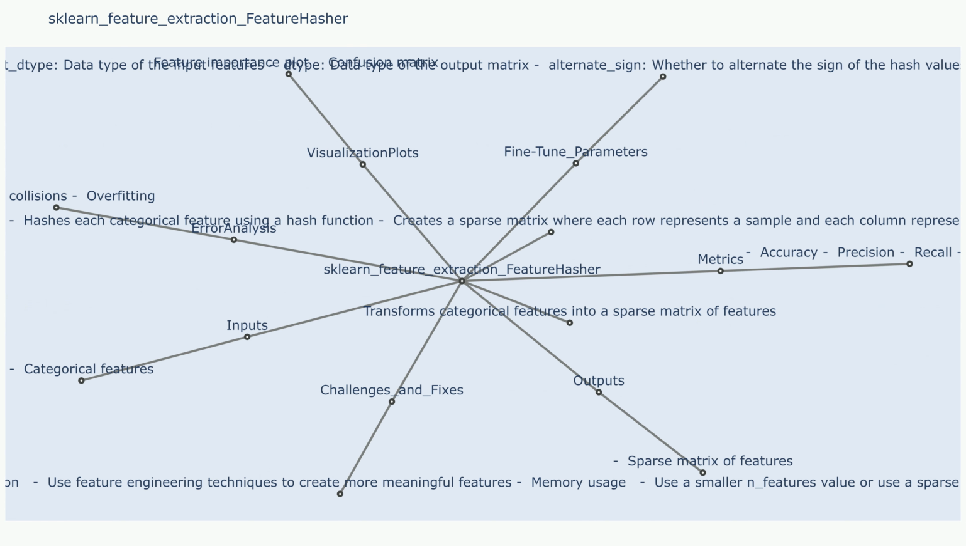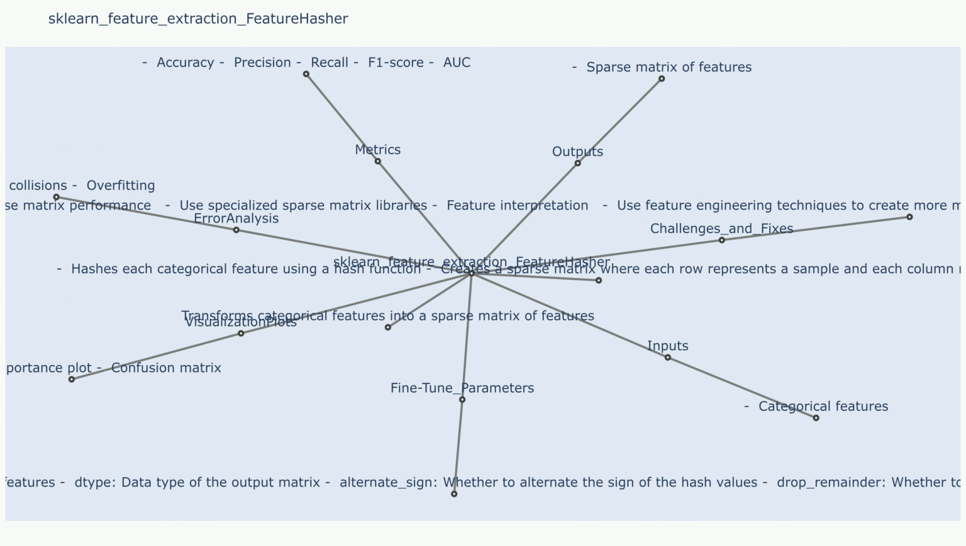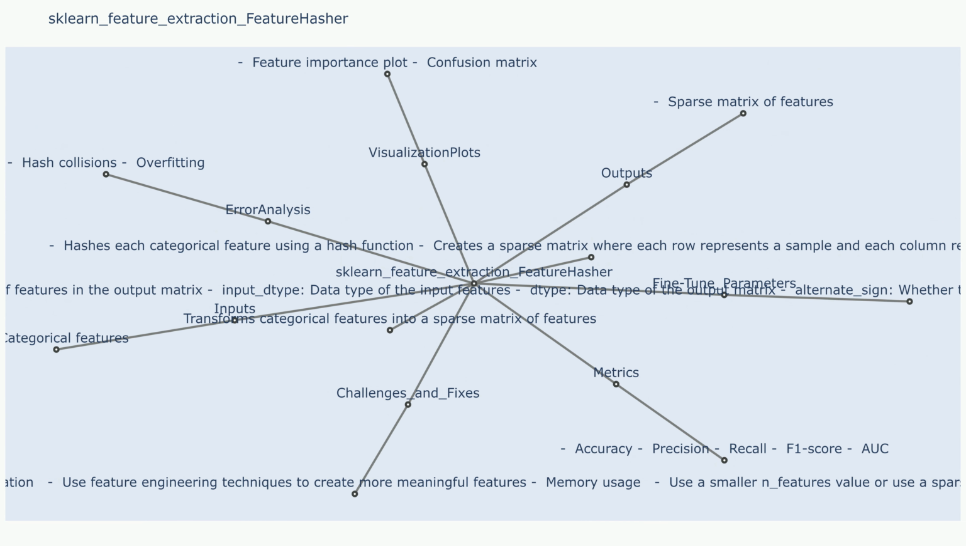Uncertainty methods. Uncertainty method 1: ensemble hashing. Employing multiple feature hashes with different hash functions and combining their outputs can help mitigate the impact of hash collisions and improve the robustness of the feature transformation. Challenges and fixes. Challenge 1: hash collisions. Sample use case that resulted in challenge 1: when dealing with high cardinality data, the potential for hash collisions increases. This can lead to features being incorrectly grouped together, impacting model accuracy. Fixes to challenge 1: increase n_features.